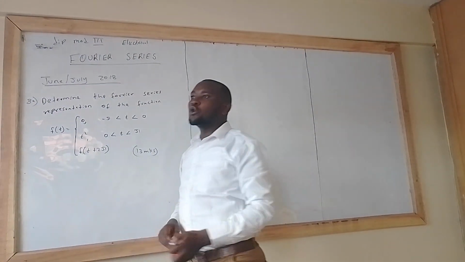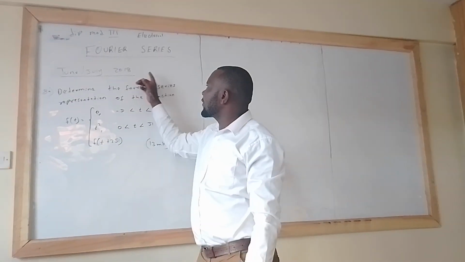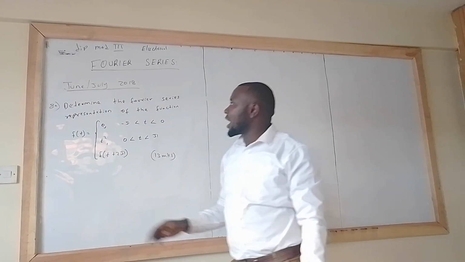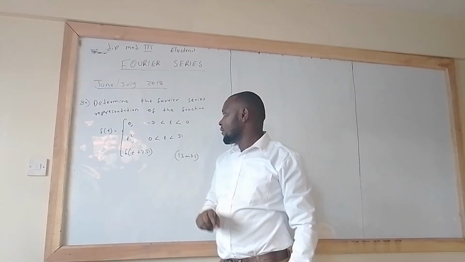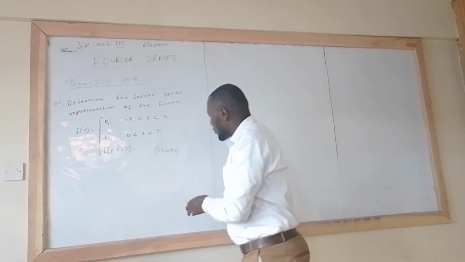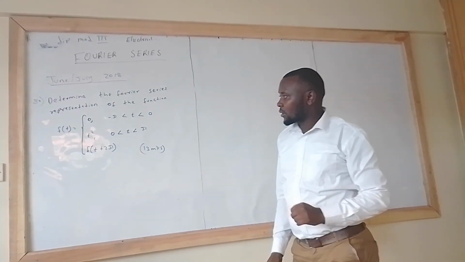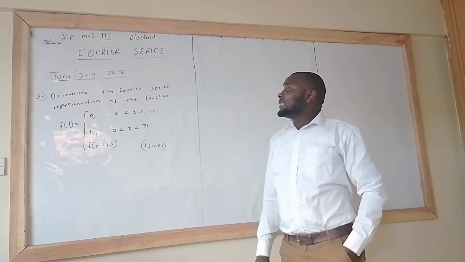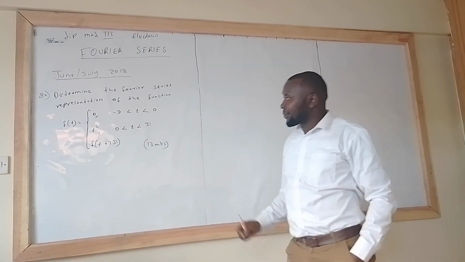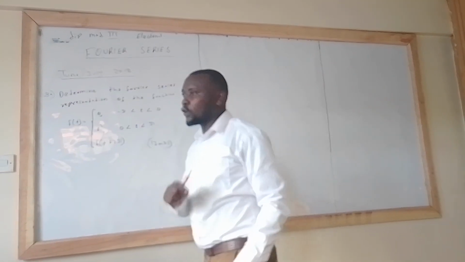So we are going to see one question in Fourier series. That is June-July 2018, question number 8A. So the question is here. It's a 13 marks question. The question reads, determine the Fourier series representation of the function.